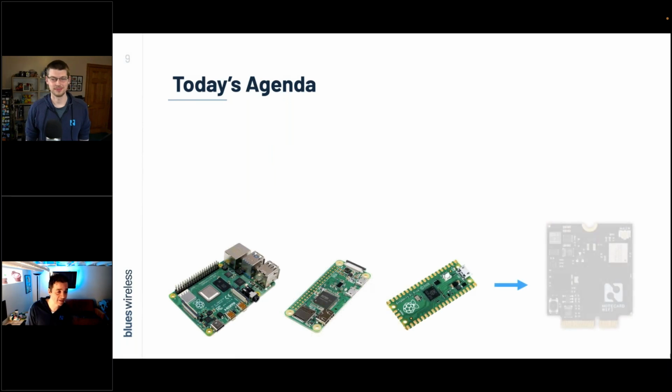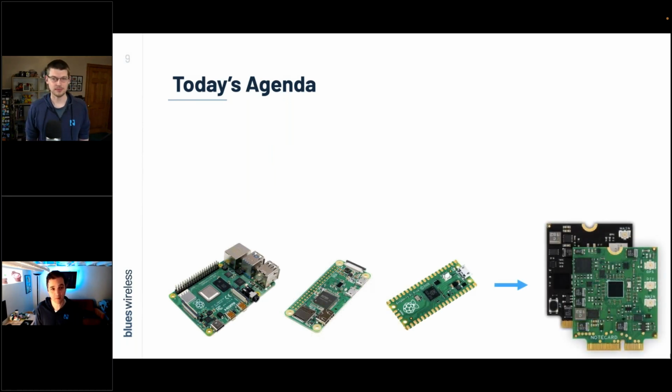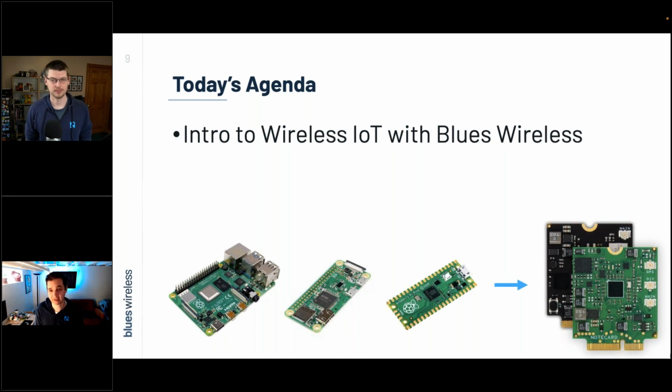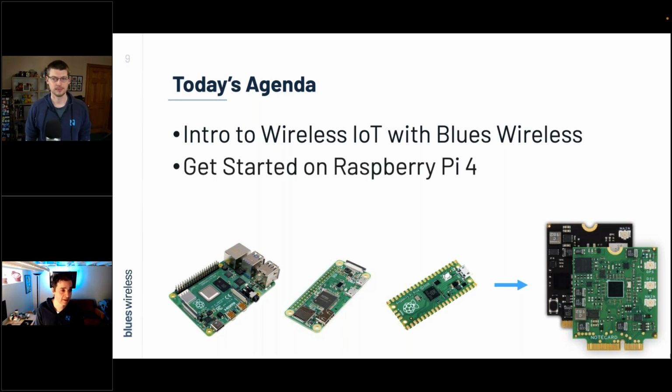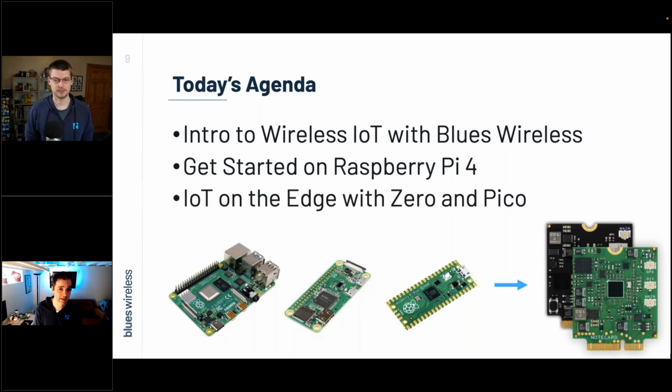So, okay, let's get to our high level agenda today. I know we have all types of people here, from some invested Blues customers all the way through to people who have never even heard of us before. So to level set, I want to start with a very high-level holistic overview of wireless IoT from the Blues Wireless perspective. TJ is then going to build on that by showing how to get started with our hardware and services on a Raspberry Pi 4. I'm going to be back then to show off the Zero and the Raspberry Pi Pico in edge computing situations that tend to be lower power and not necessarily in the range of Wi-Fi.